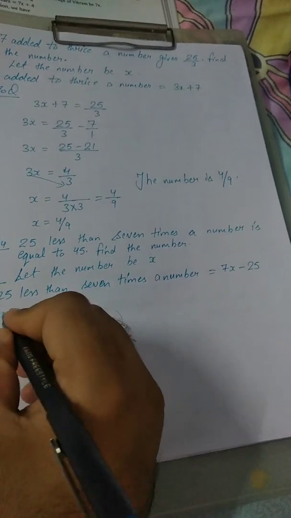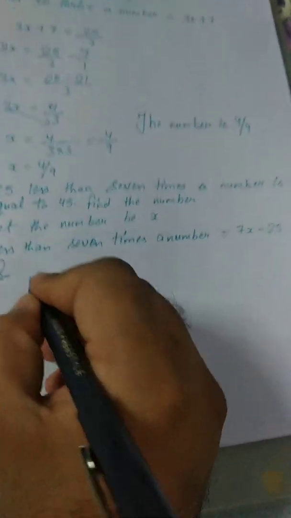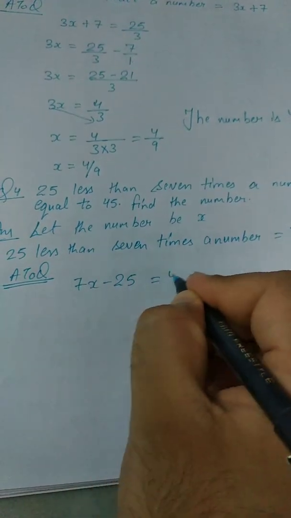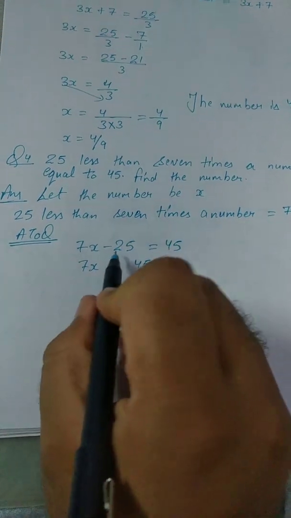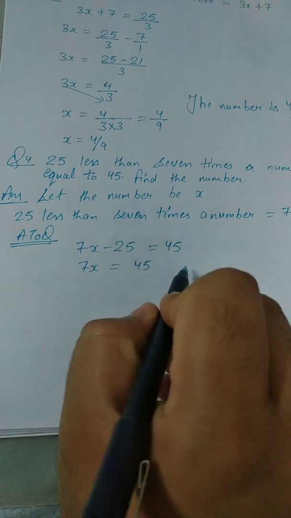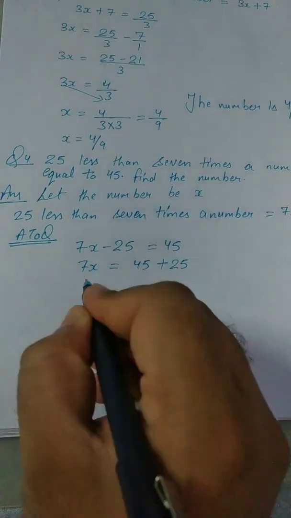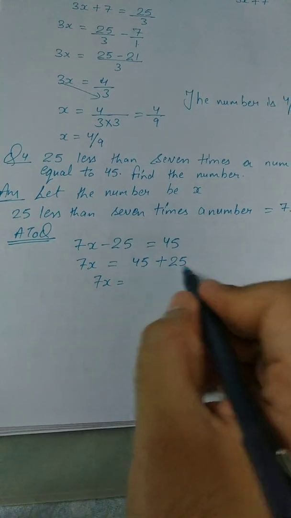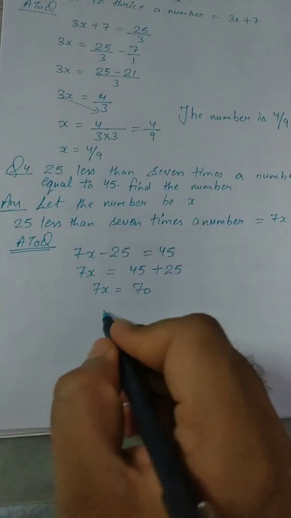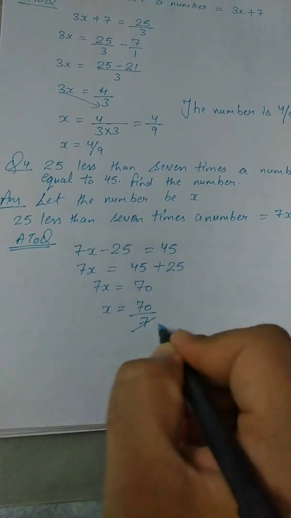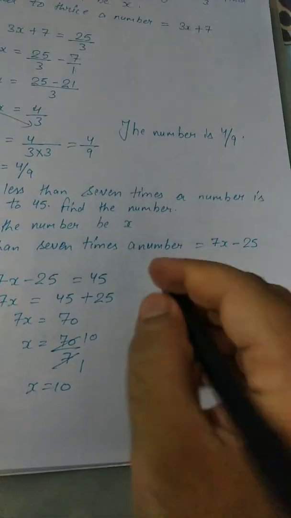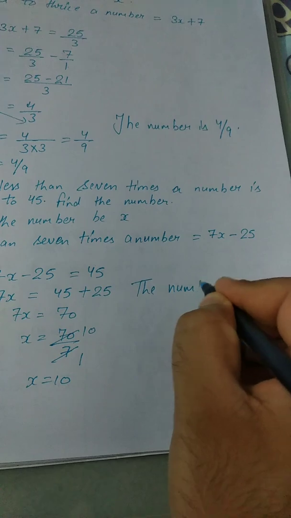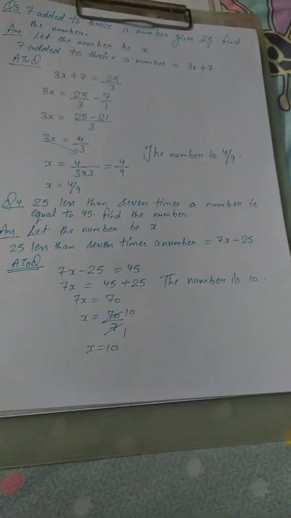Right? Now, according to the question, 7x minus 25 is equivalent to the 45. Right? 7x is equivalent to the 45. When I shift this minus 25 from LHS to the RHS, it changes into the positive plus 25. So 7x is equivalent to the 45 plus 25 is 70. Right? So x is equivalent to the 70 upon 7. 7 1 is 7, 7 10 is 70. X is equal to 10. Right? So the number is 10. Yes, students, I hope it is clear to all of you.